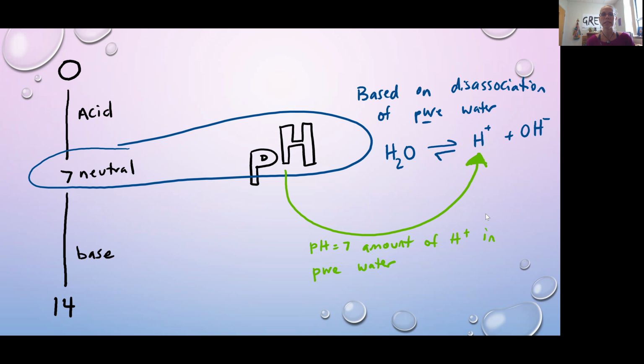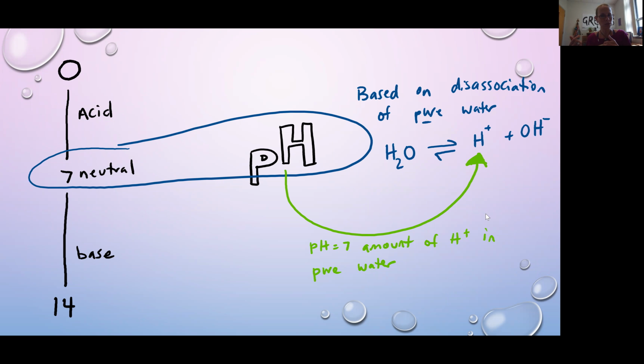This is based on the dissociation or separation of the water molecule. Well, not really in nature, because this is based on if you had a pure sample of water with nothing else in it, which you don't really find in nature, how much of that H2O is separating into a hydrogen ion and a hydroxide ion. Now notice that this is a reversible reaction. So you see it together as a whole water molecule and then in its separate components.